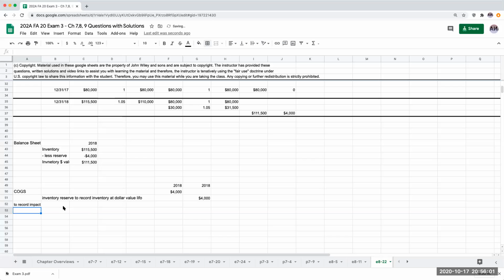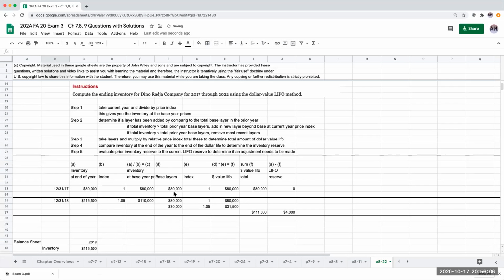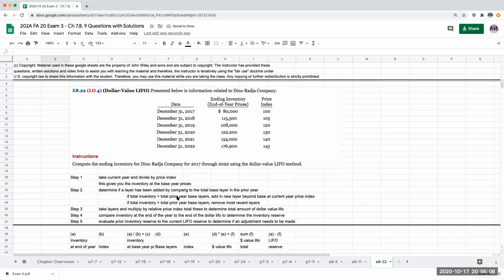Okay. So again, what did we do here? Let's go back and take a little bit of a recap. When we're doing dollar value LIFO, we're going to be creating layers.